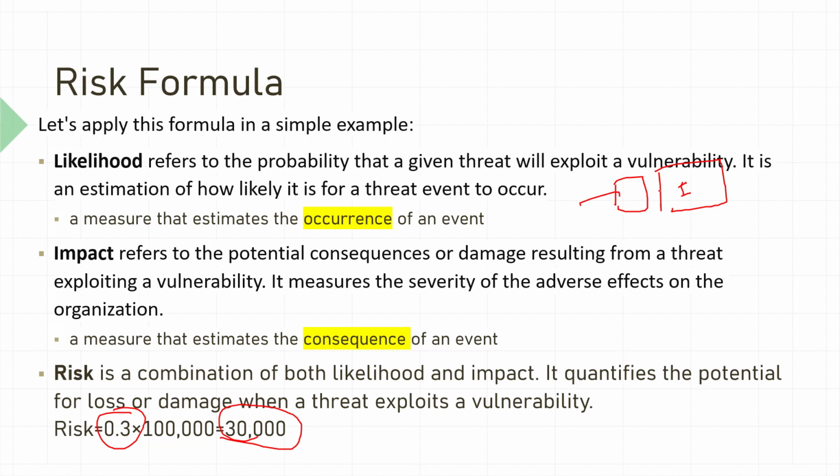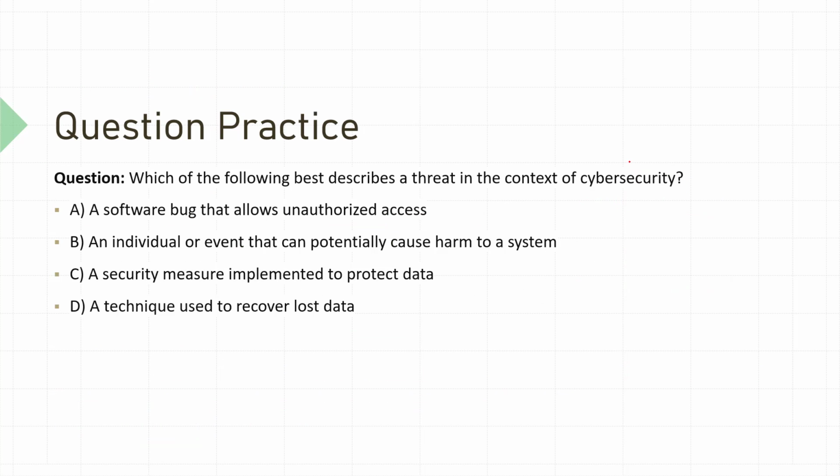What is special about this kind of video is that it comes with questions. So let's discuss some quick shots to understand whether you understand the topic or not. Which of the following best describes a threat in the context of cybersecurity? Option A, software bug, but that is a vulnerability. Option B, an event potentially causing harm to a system, that's an action. Security measure implemented to protect data is a control. And a technique used to recover lost data is a control. So the answer is B, because B is talking about the action.